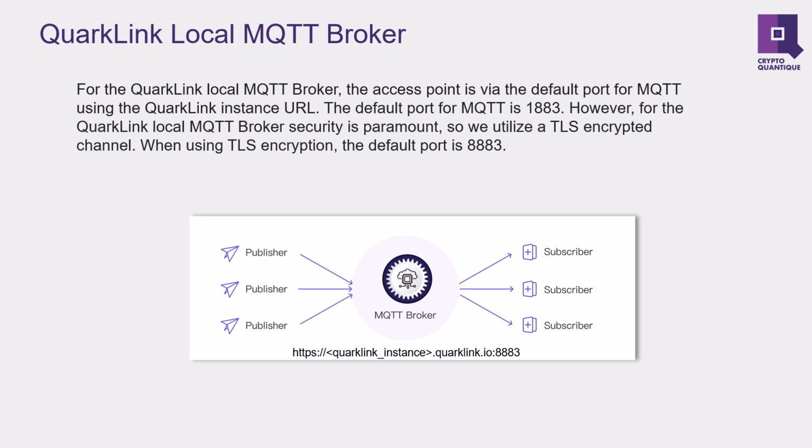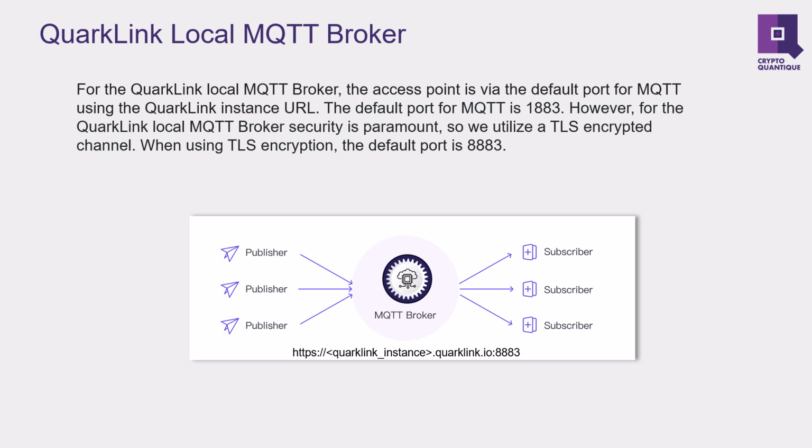Let's now have a look at the QuarkLink Local MQTT broker. For this broker, the access point is via the default port for MQTT using the QuarkLink instance URL. So this is your QuarkLink Ignite URL. Now the default port for MQTT is 1883, but of course at Quantique we want to ensure that all your communications is secure. So the QuarkLink Local MQTT broker is secure using TLS encrypted channels. When you use a TLS encryption channel, the default port is actually 8883.